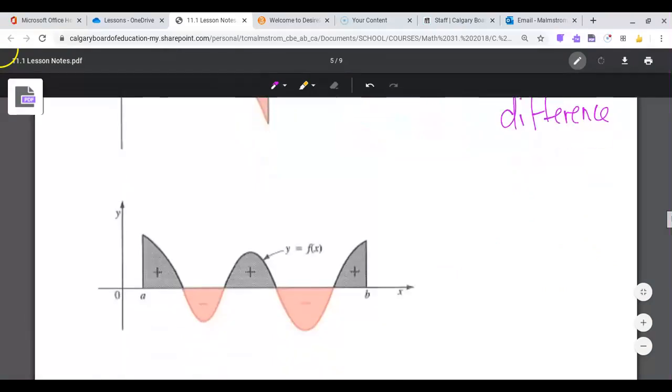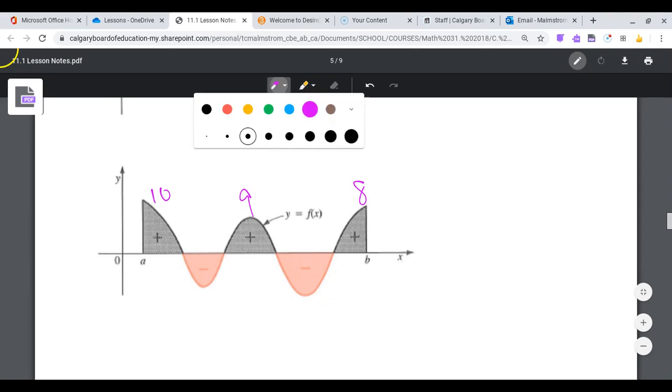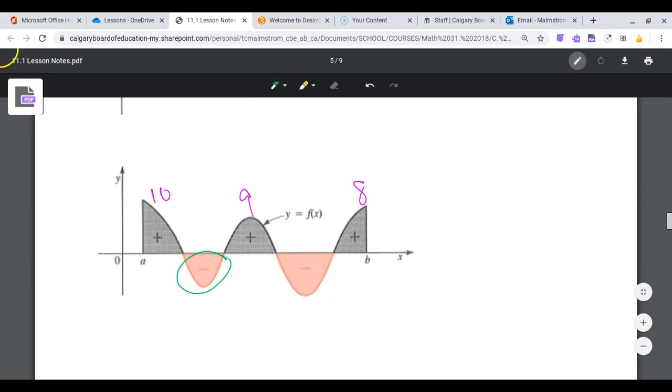Okay, so what does this mean? Just looking at this other diagram, what if I knew that the areas above were all a little bit different? They don't look exactly the same. Let's pretend that this first region is 10, the second region is 9, and the third one is 8. That's probably not true, but whatever. And then what if we said down below this section was -4 and this section was -5? And it's negative because it's below the x-axis.